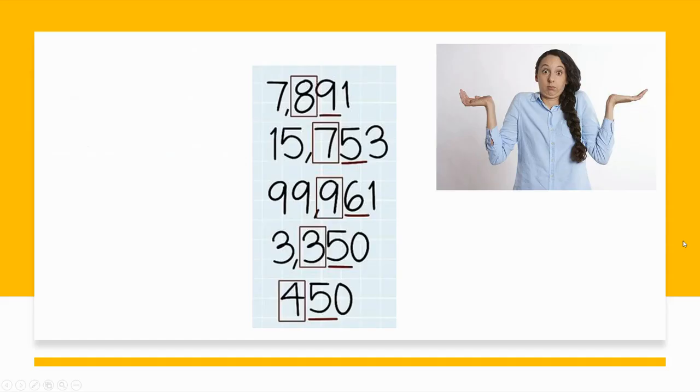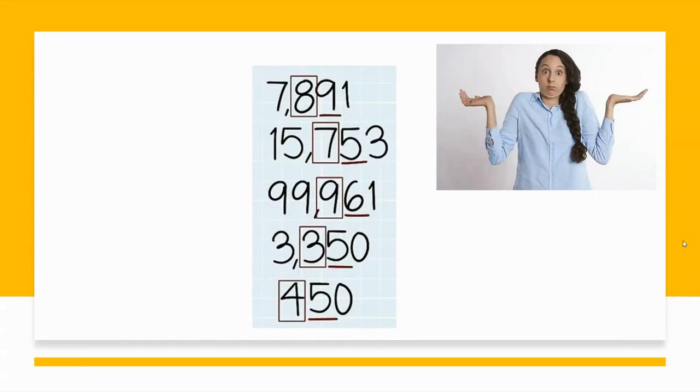Take a look at this. We're going to round this up to the nearest 100s. Our first number is 7,891. And if we look at that, the 8 has the rectangle around it. So let's look to the number to the right of it to see if we're going to round up or down. 9 is greater than 5, which is the midway point. Therefore, we're rounding up. So it will become 7,900. Look at the next number, 15,753.